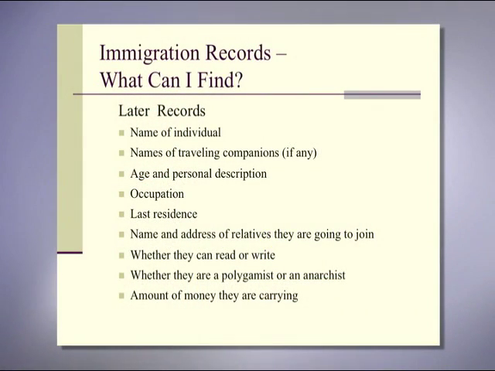Now we've looked at what we can find on the earlier passenger manifests. On the later passenger manifests, you're going to get more information. With these records, you can get the name of the individual, names of any traveling companions, the age and personal description of each person traveling, their occupation, their last residence, the name and address of relatives they are going to join, whether they can read or write, the amount of money they are carrying, and you can also find out whether or not they were a polygamist or an anarchist.